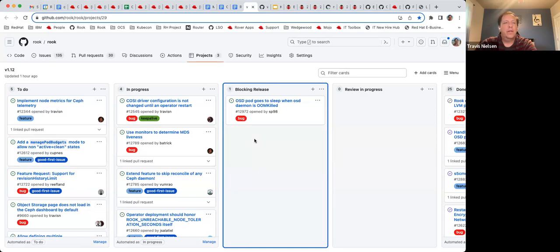Any other comments for 1.12 and getting the release out? I think Thursday is the target in my mind, pending this OSD issue. Any questions about that timeline or that issue? Okay.